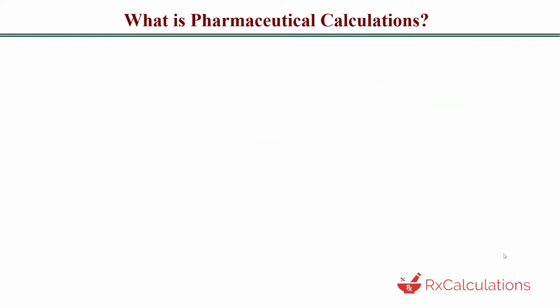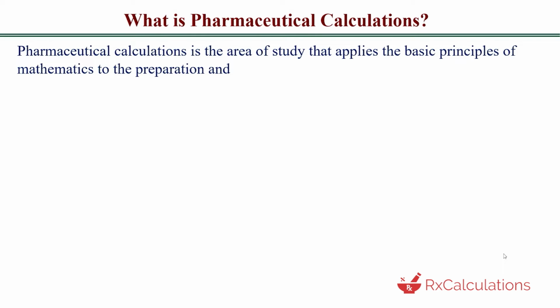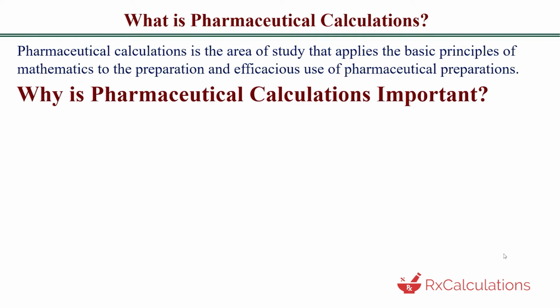Before we get to the concepts of ratio, proportion, and dimensional analysis, I just wanted to provide some context as to what pharmaceutical calculations actually is and why it's important to do it correctly. Pharmaceutical calculations is the area of study that applies the basic principles of mathematics to the preparation and efficacious use of pharmaceutical preparations. So why is it important for you to master it?